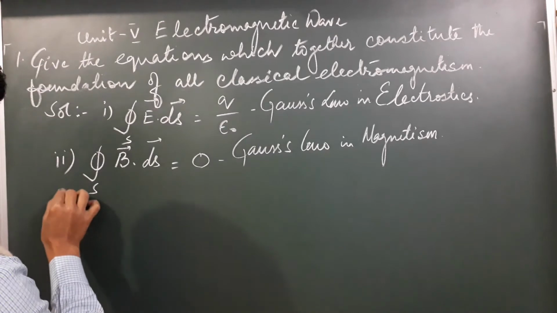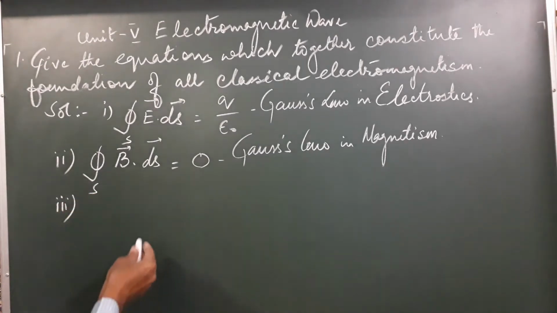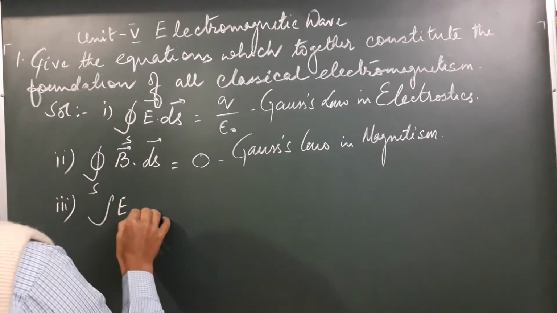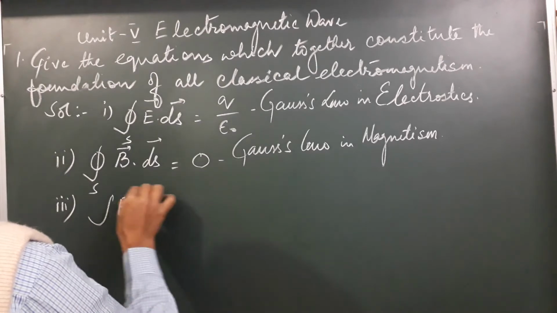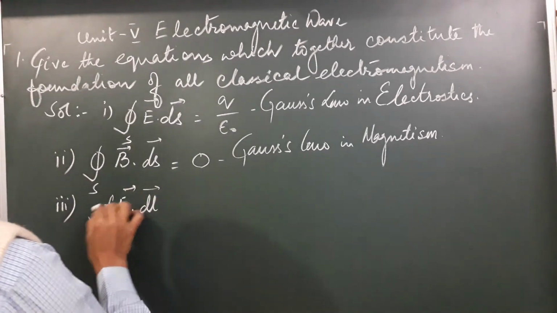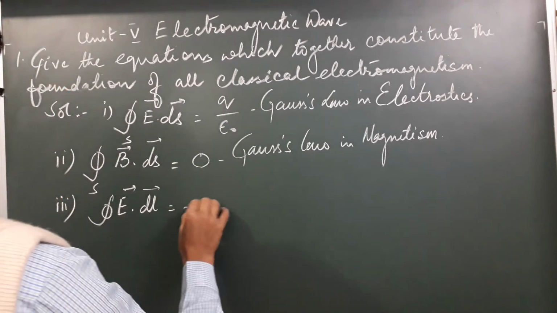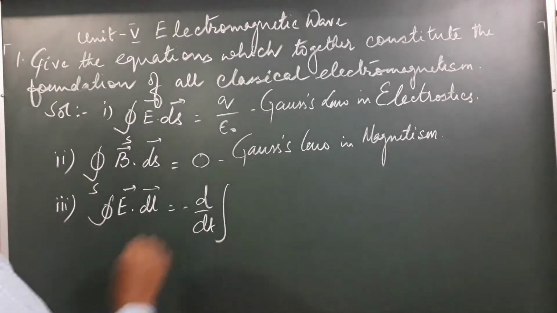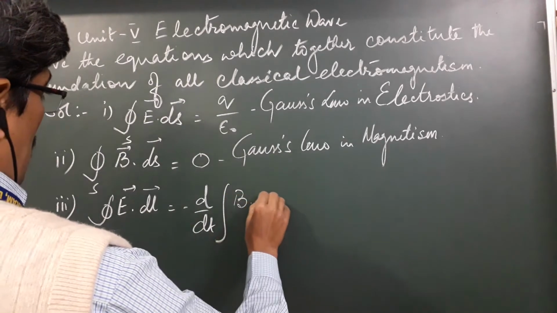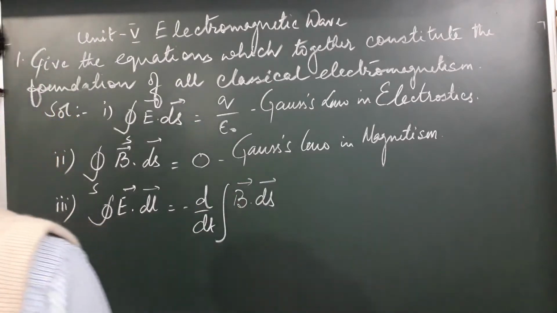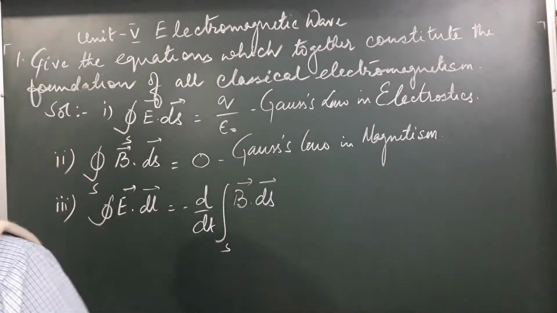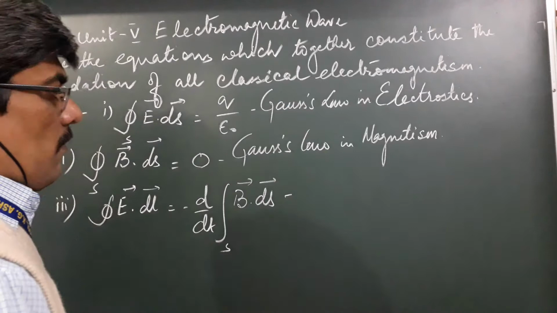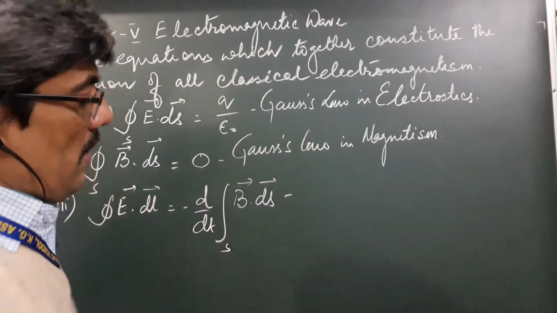The third equation. The third equation is somewhat like this. Integral of E dot dl, that is equal to minus d/dt of integral of B dot ds over a surface. This is a form which we generally use, the elaborate form, for Faraday's law of electromagnetic induction.